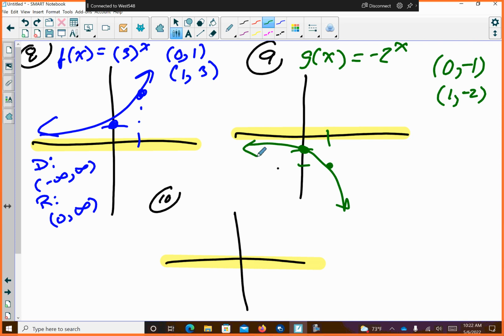And then the third one is h at x. Again, fancy way of saying y. So if I plug 0 in, I get 1. And if I plug 1 in, I get 1/2 because 1/2 to the first is just 1/2.